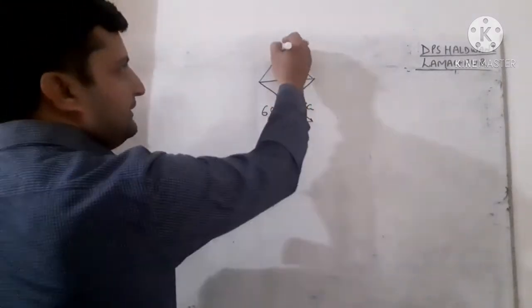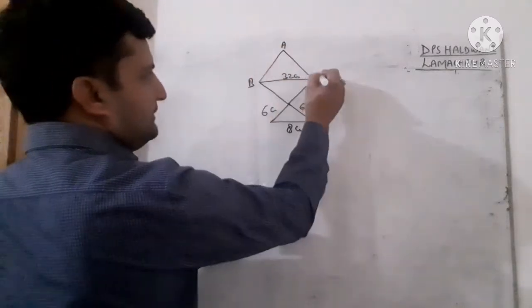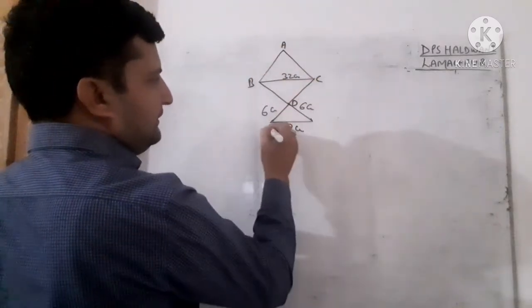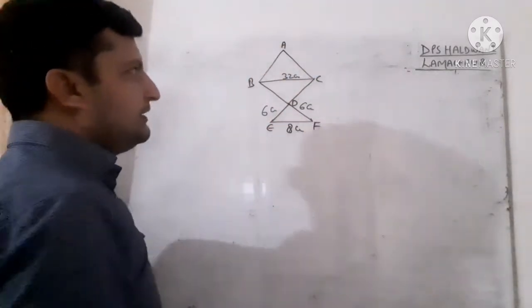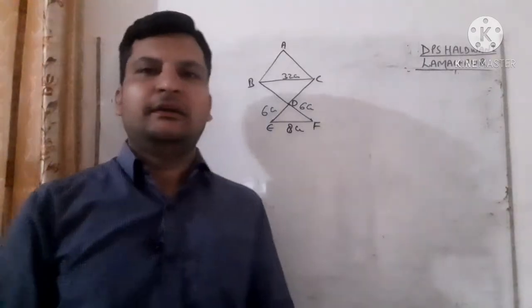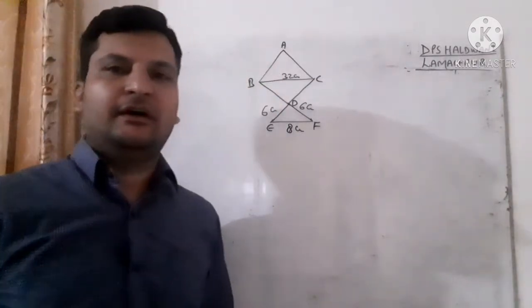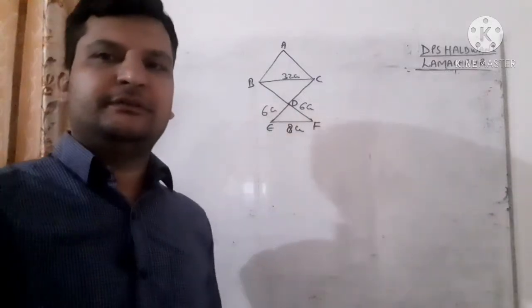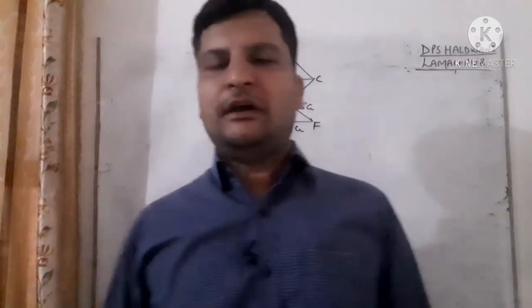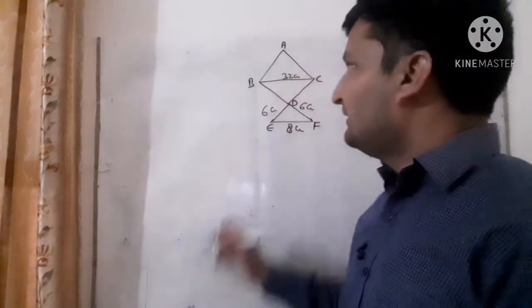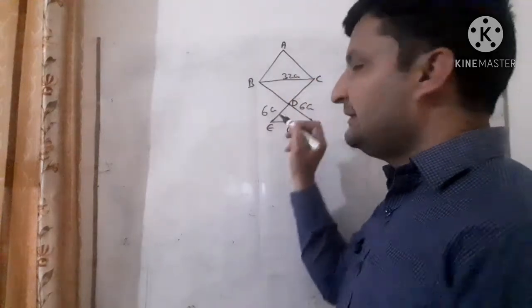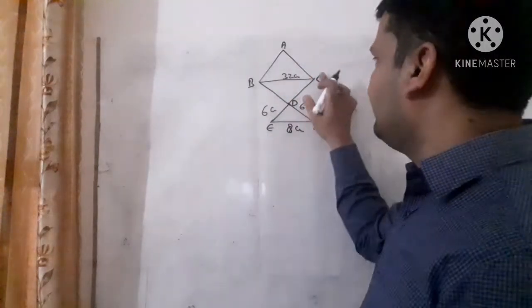So we can write it like this: A, B, C, D, E, F. Then we have to find the area of this kite. Means how we can find the area of this kite, students? It is given that ABCD is a square, and C we can write it here.